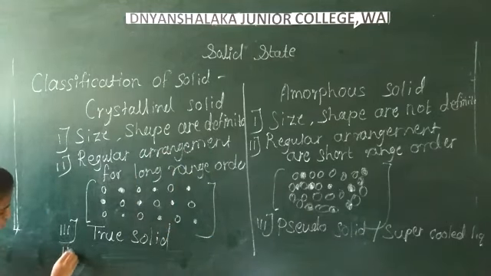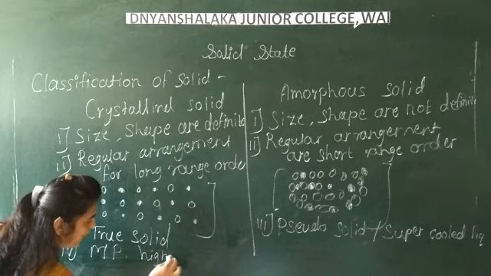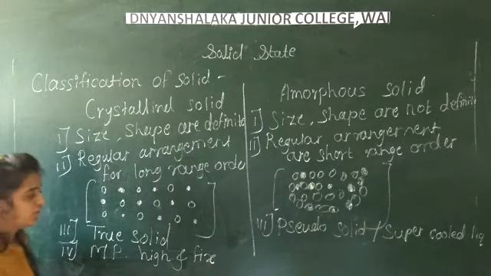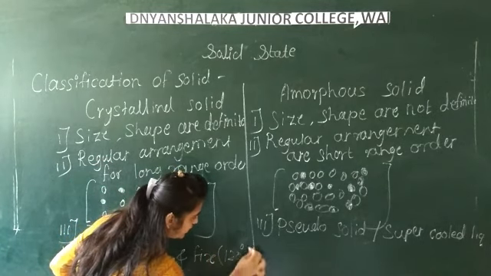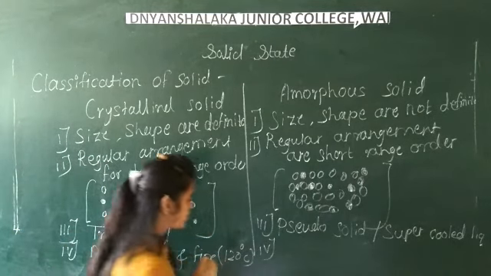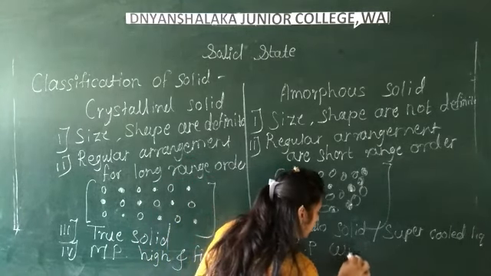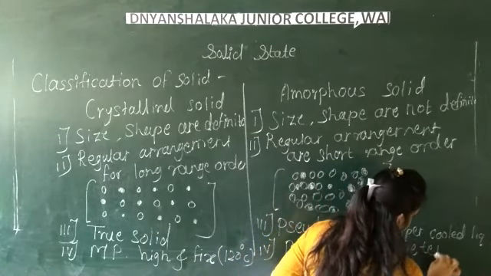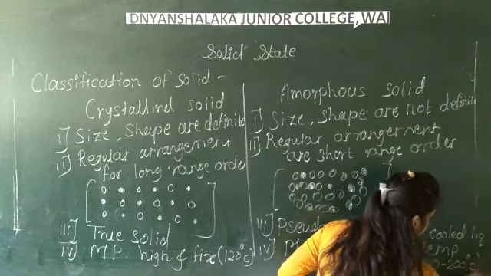Next point, its melting point is very high and fixed. For example, a substance has a melting point of 120 degrees Celsius. So it is the fixed melting point of crystalline solid, but in amorphous solid the melting point is not fixed. So melting point is a wide range of temperature. For example, 100 to 200 degrees Celsius.